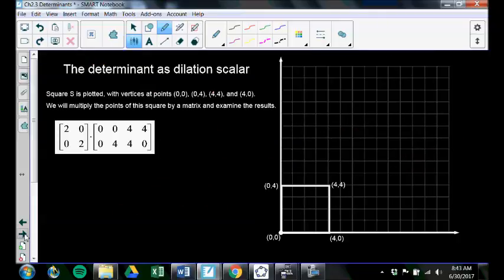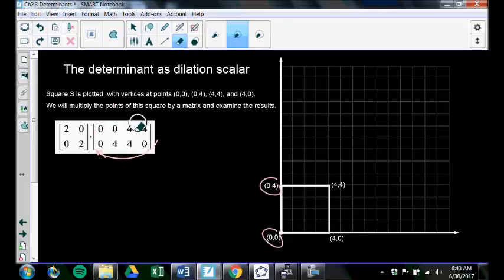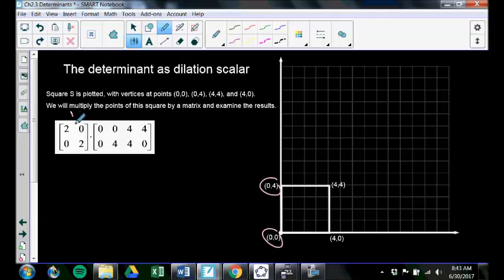Finally, you can use the determinant as a dilation scalar. So here I've got a rectangle, and it's actually a square with these 4 coordinates. And I took those 4 coordinates and I put them in a matrix. So here's the point 0, 0. And here's 0, 4. It's going x, y. And then x, y for 4, 4, and 4, 0. I'm going to take those 4 coordinates in a matrix and multiply it by the matrix 2, 0, 0, 2.